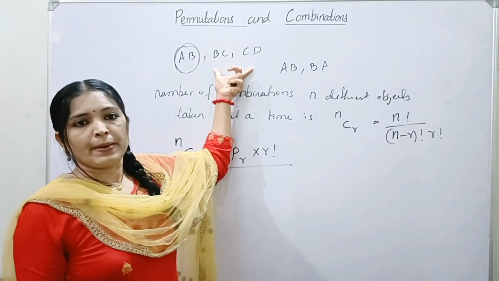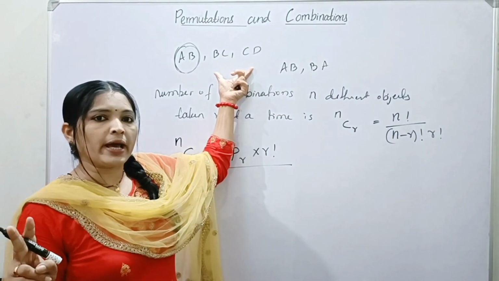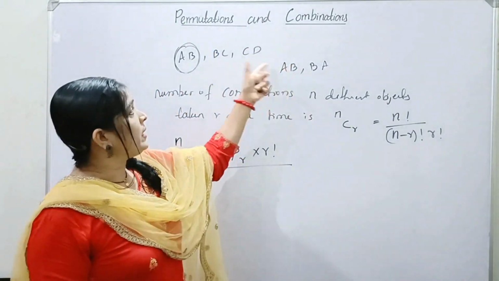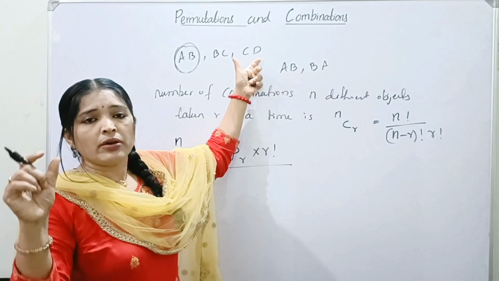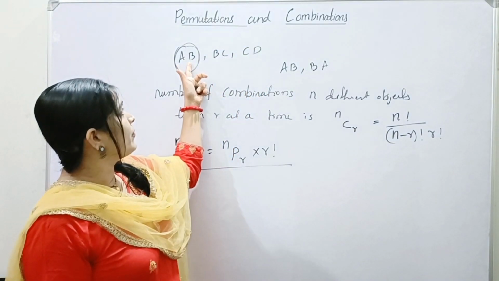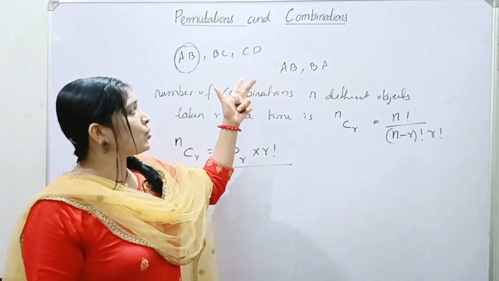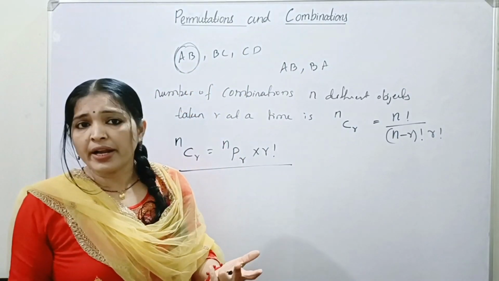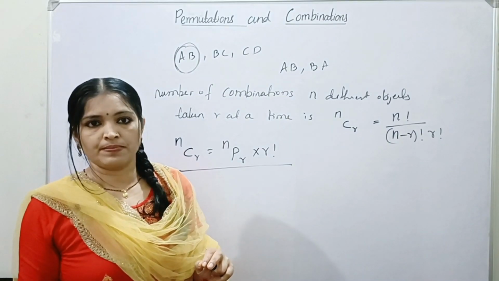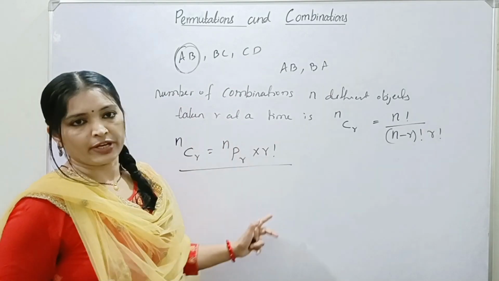See, it is the example. We have four different objects taken two at a time. So the combinations are AB, BC, CD, etc. Now here we can arrange each selection r times. See, AB, we can arrange two times, right? AB and BA. So if taken r at a time, then we can arrange r factorial times. So nCr is equal to nPr divided by r factorial.